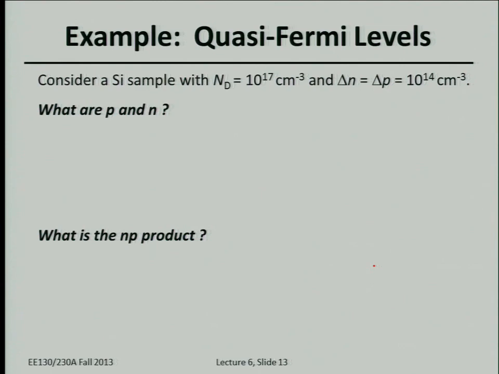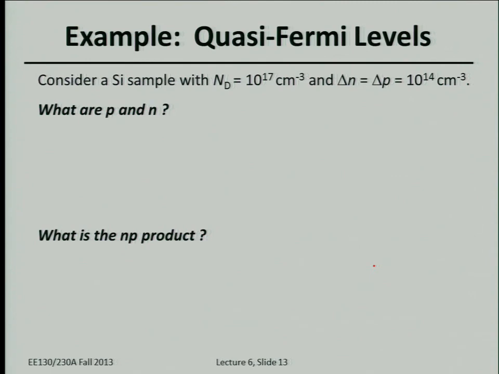Okay, so I guess the key point to recall is that in thermal equilibrium, you have only one Fermi level, and that's enough to tell you both electron and hole concentrations. If you're not in thermal equilibrium, you need two: one Fermi level to tell you the electron concentration, and one to tell you the hole concentration. So let's do a simple example here.